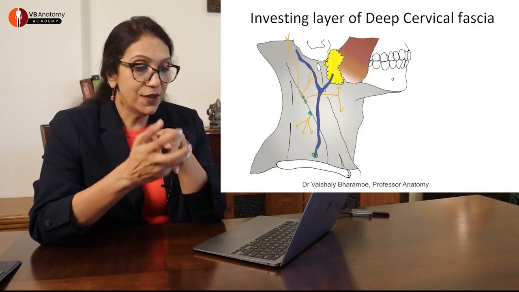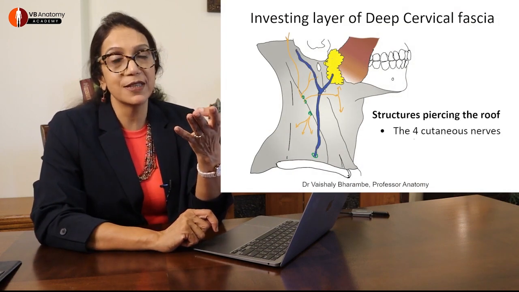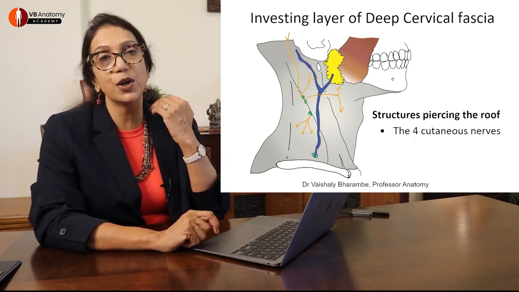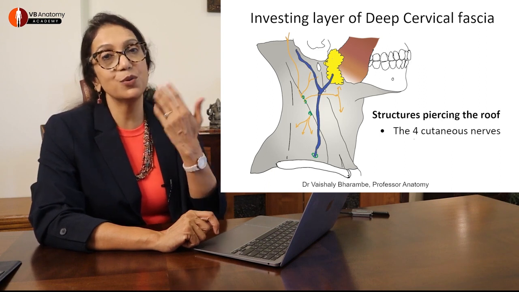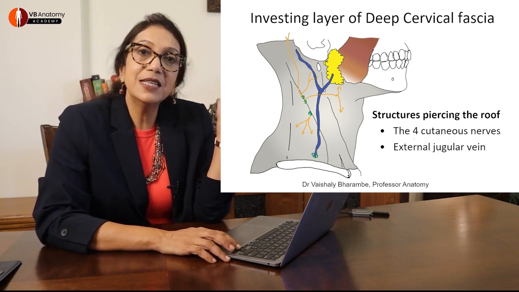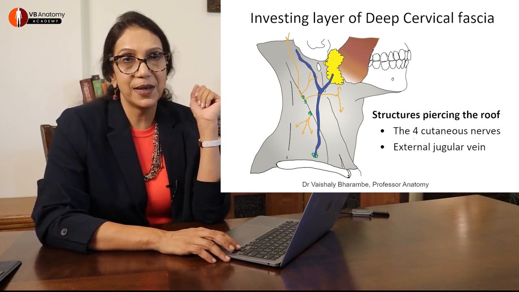If you remove superficial fascia, you come to a glistening membrane enclosing your neck, the deep cervical fascia, which, as you can see, is pierced by our favorite 4 nerves. I think by now you're quite fed up of them: lesser occipital, greater auricular, transverse cervical, supraclavicular, the same thing. And also pierced by external jugular vein, like I told you, as it goes down to drain into the subclavian.